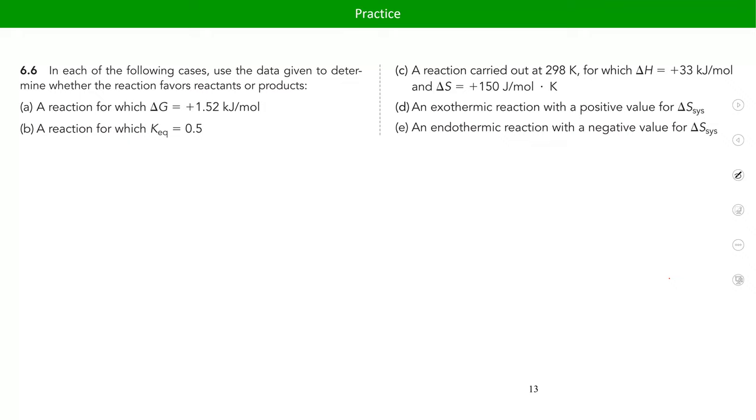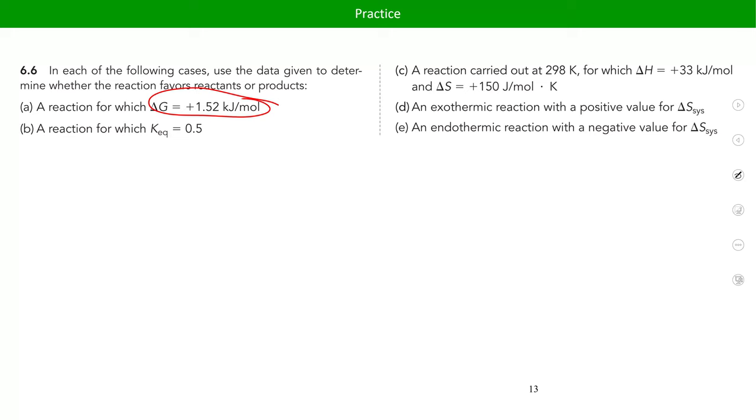So this is one step removed from just is the reaction spontaneous or not. If we know that some reaction will happen either way, does the reaction favor products versus reactants is just another way of looking at is delta G positive or negative, right? So if delta G is negative, does it favor products or reactants? Products. If delta G is negative, it favors products. That's a spontaneous reaction.